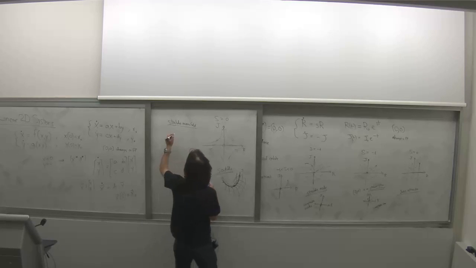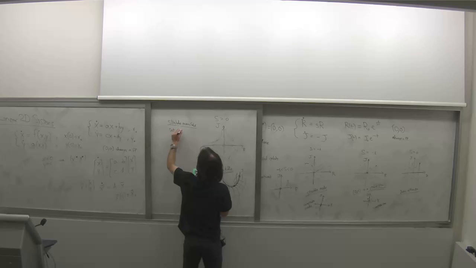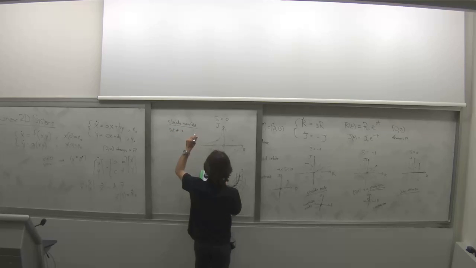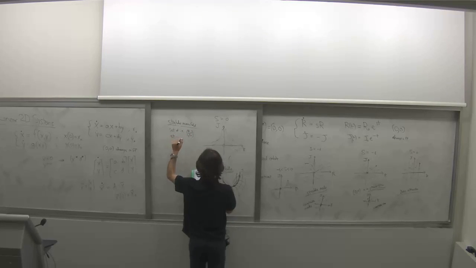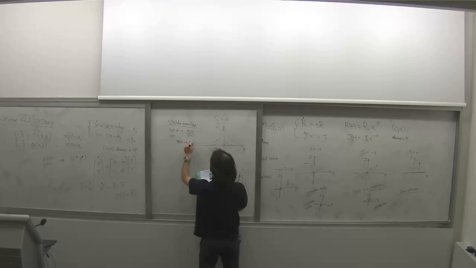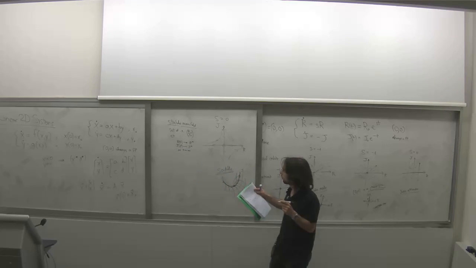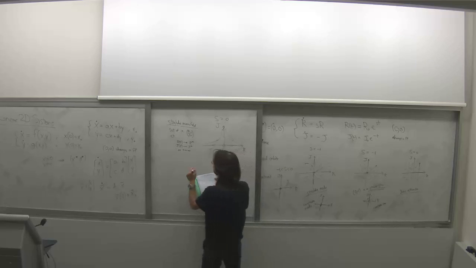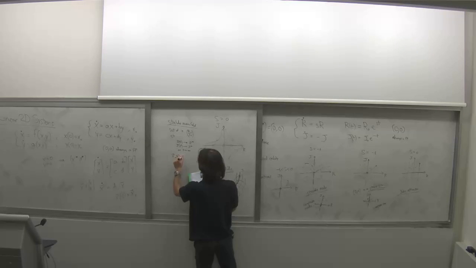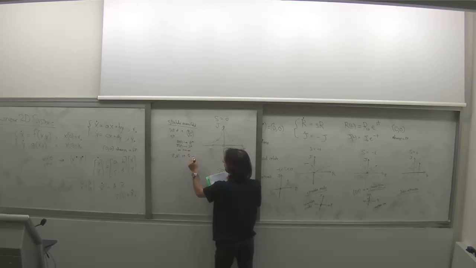Okay, so it's a set of initial conditions R0, J0 such that they go to the fixed point as time grows, or generally x0 of t such that the x vector goes to x vector star as t goes to infinity.